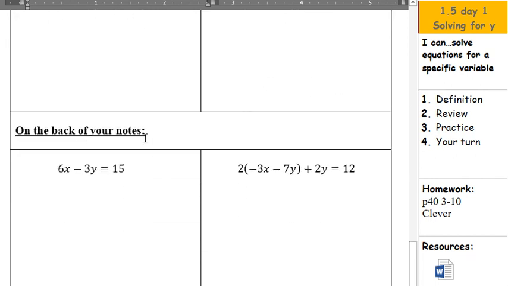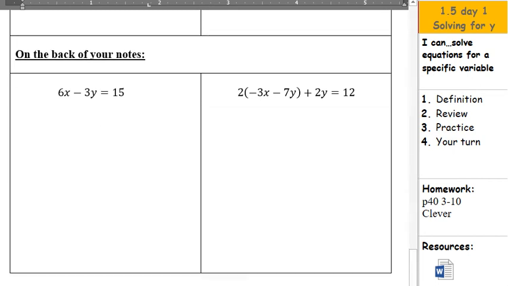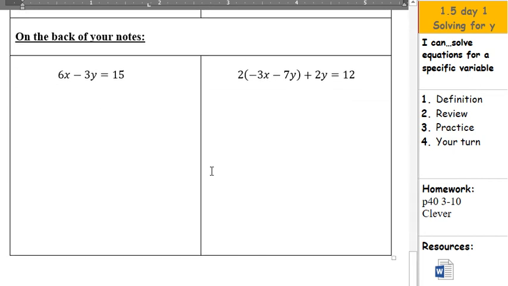Here is yours. So this is your turn. Last thing I need you to do is, this is on the back of your notes. There's probably not much room on the front for it. I'm going to give you time starting right now, and when I come back, I will show you the answers. So pause it if you need to.